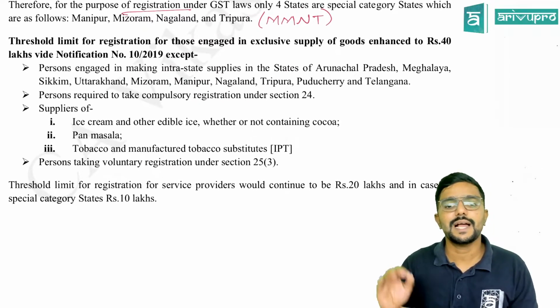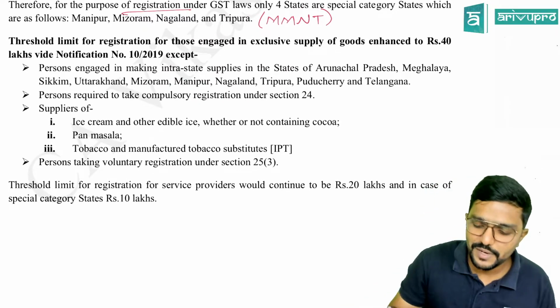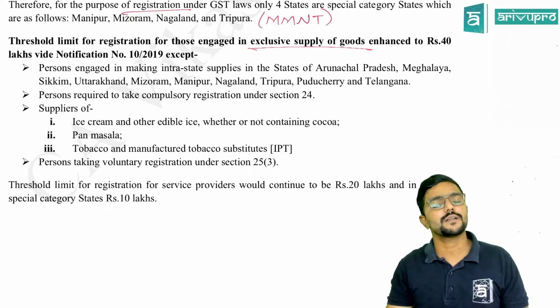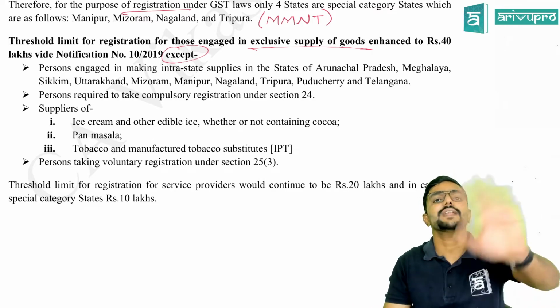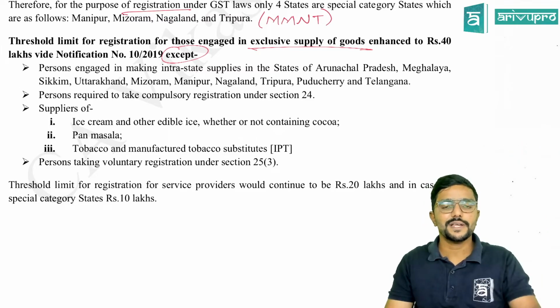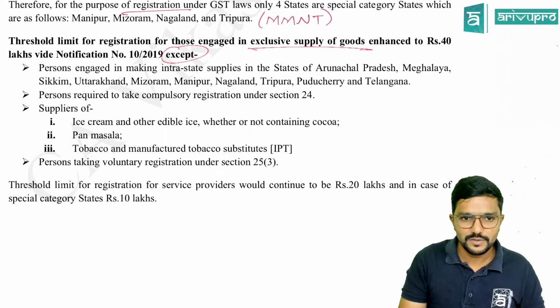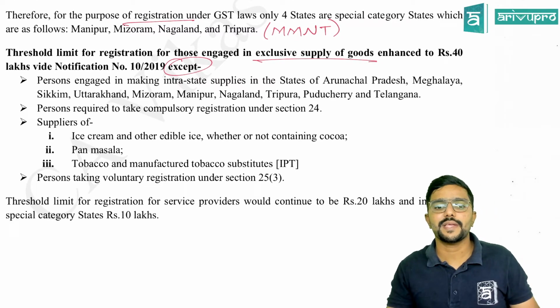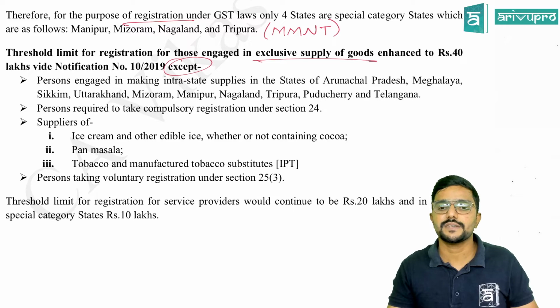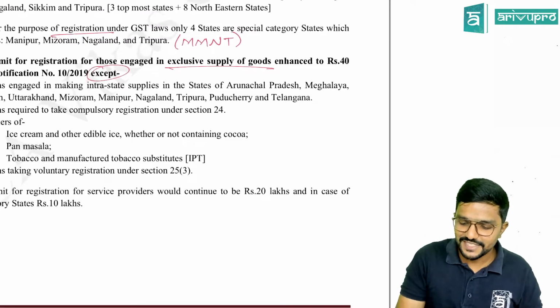So 40 lakh limit is applicable for the exclusive supplier of goods. Except means in the following cases 40 lakh is not applicable. So which are those? One by one. Persons engaged in making intra-state supplies in the states of Arunachal Pradesh, Meghalaya, Sikkim, Uttarakhand, Mizoram, Manipur, Nagaland, Tripura, Puducherry and Telangana. Totally 10 states are covered.